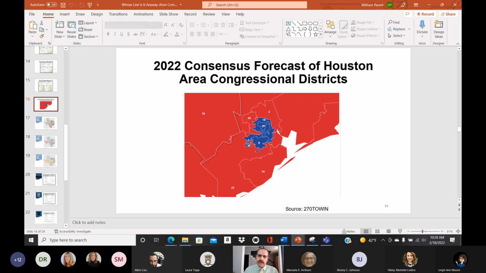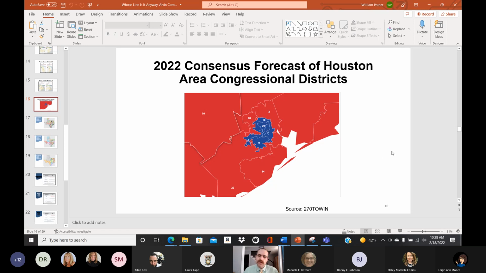So that means the 7th congressional district is held by a Democrat, Lizzie Fletcher. The 9th congressional district is held by Al Green, a Democrat. The 29th congressional district, and this is the one I got confused on just a few minutes ago, I do apologize, is held by Sylvia Garcia. And the 18th congressional district is held by Sheila Jackson Lee. And so the 18th, 29th, 9th, and 7th are all held by Democrats.